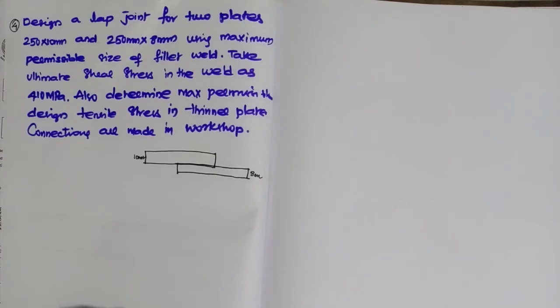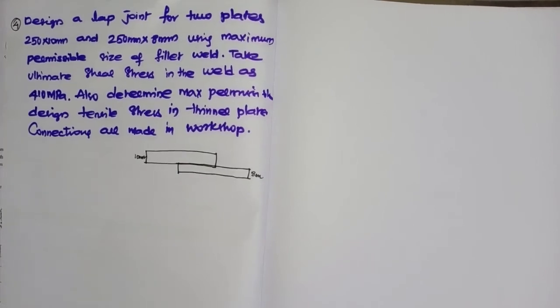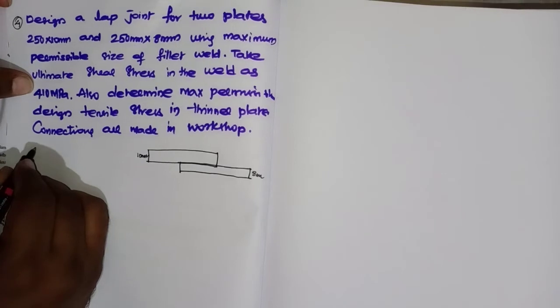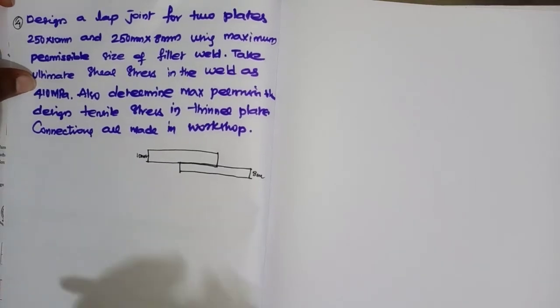If you go back to your previous topic, specifications, it is very clearly mentioned in that one. And coming to this problem, it is specially mentioned to design the maximum permissible size of the weld, right? Now for that we'll try to solve. Now here, given data, two plates are there, right?